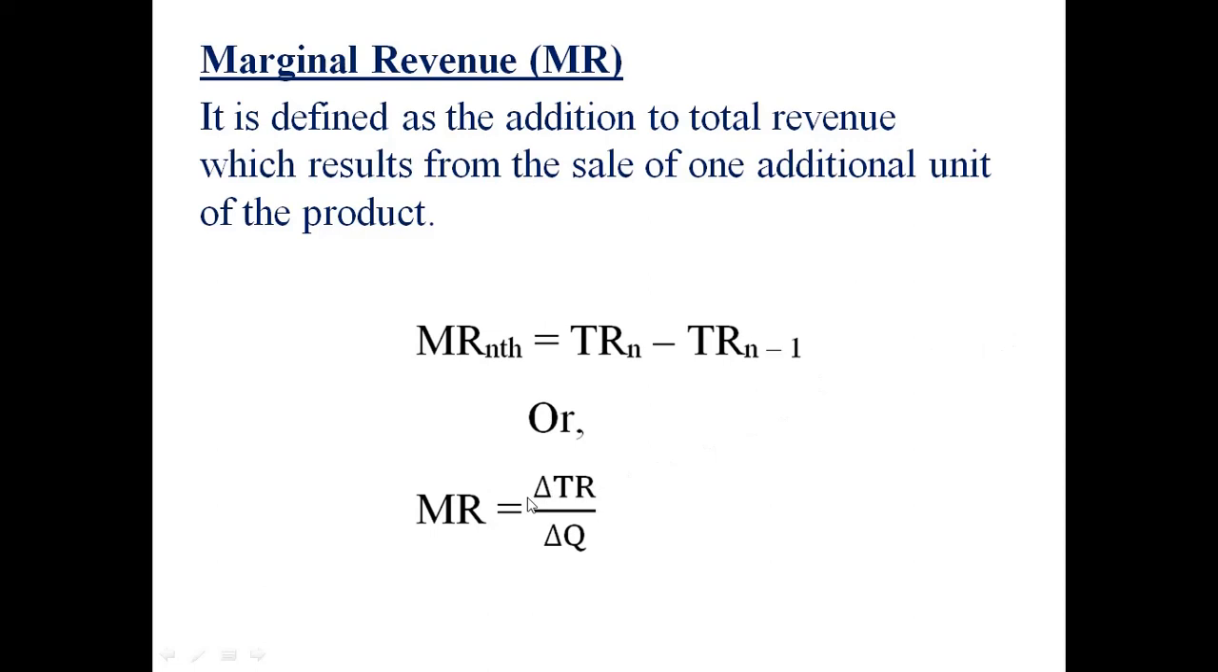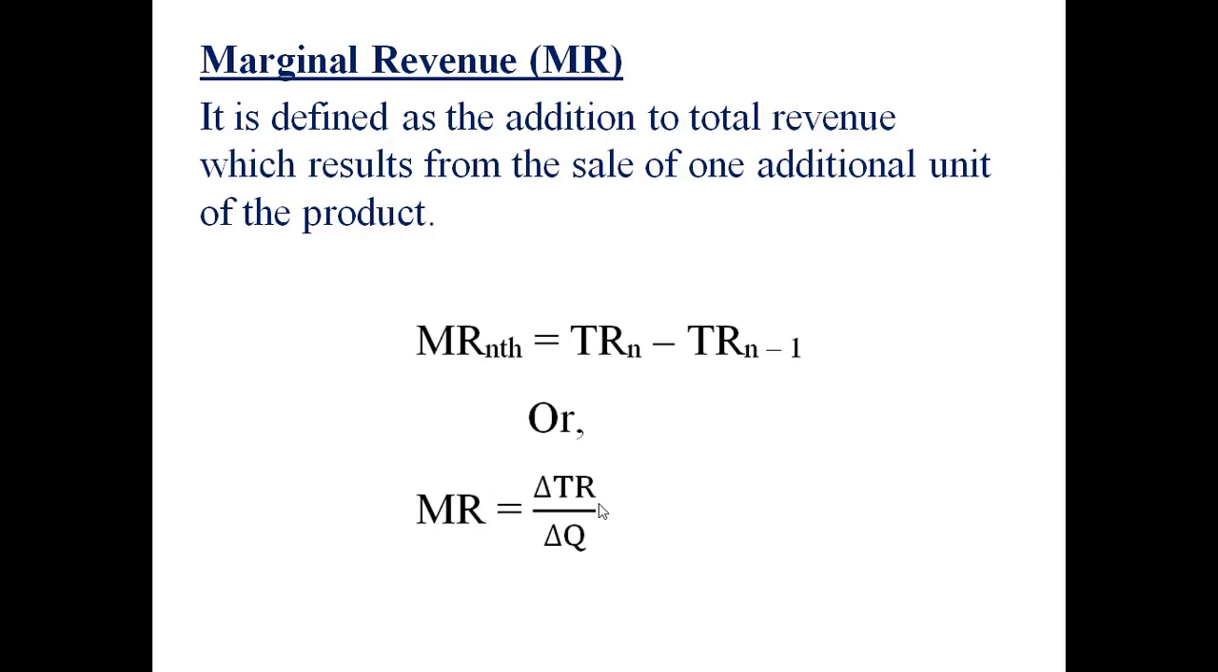This MR can also be calculated as the change in total revenue divided by the change in total quantity. So alternatively, you can calculate MR this way also, just like we found in the case of MC, marginal cost. Similarly, this concept can be applied here. It is the same concept. And remember that the change in total revenue by change in quantity represents the slope of total revenue, just like in the case of marginal cost, which represented the slope of total cost.